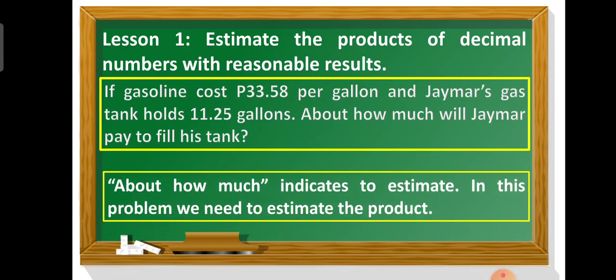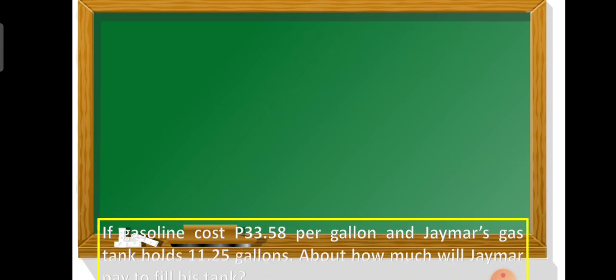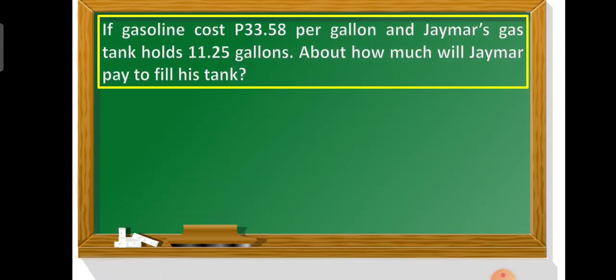About how much indicates to estimate. In this problem, we need to estimate the product. This means that we will not get the exact product. To understand better this topic, let us go directly by answering the problem. To answer the problem, we need to follow the steps that we have discussed before.